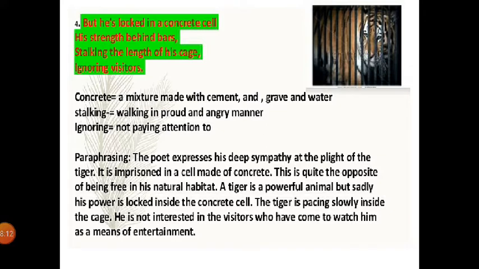The poet expresses his deep sympathy at the plight of the tiger. It is imprisoned in a cell made of concrete. This is quite the opposite of being free in his natural habitat. A tiger is a powerful animal, but sadly, his power is locked inside the concrete cell. The tiger is pacing slowly inside the cage. He is not interested in the visitors who have come to watch him as a means of entertainment.